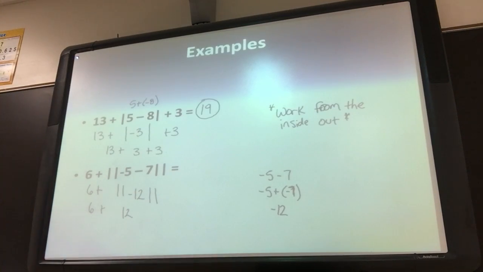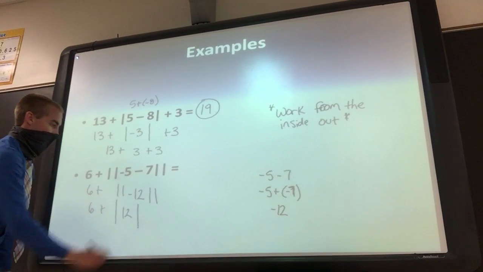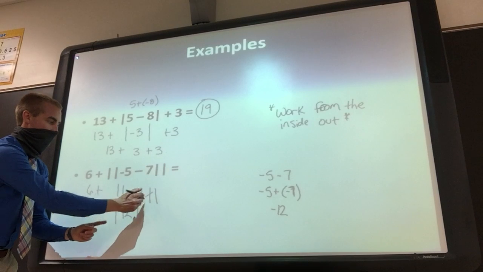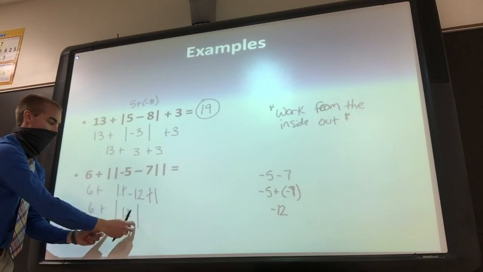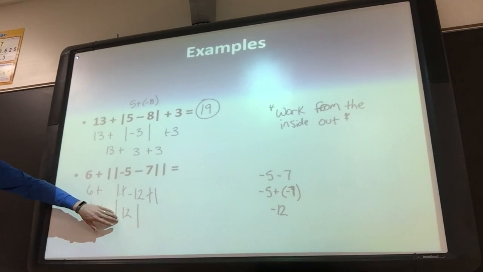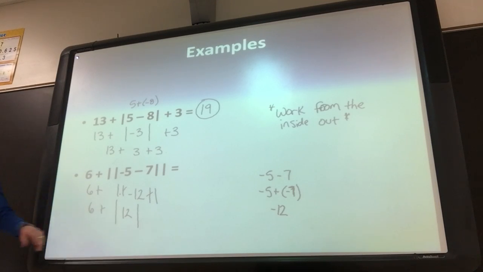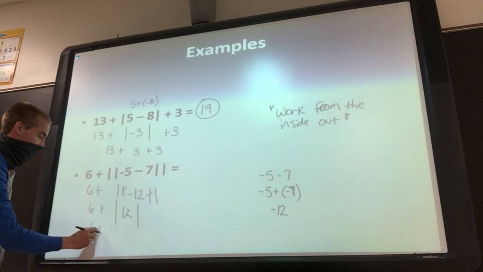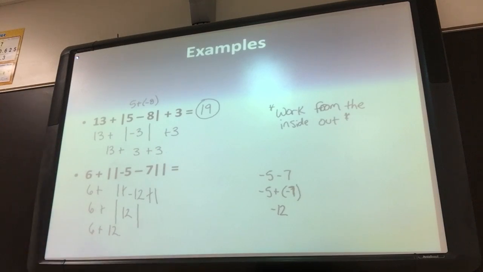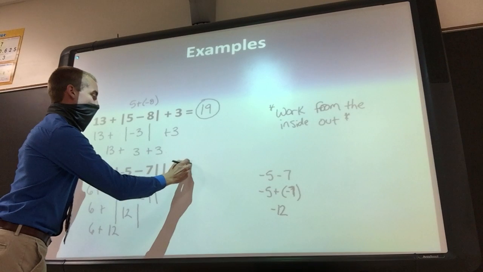How many times have we taken the absolute value? So how many sets of bars can we get rid of? 1, which means how many sets are left? 1 set is left, right? We've gotten rid of these guys. We still have the very outside. Now, is 12 going to change? No. Because absolute value is always positive. So this is going to remain 6 plus 12. And then we can finally add, and we get 18.